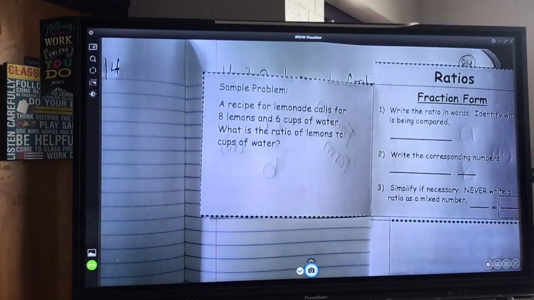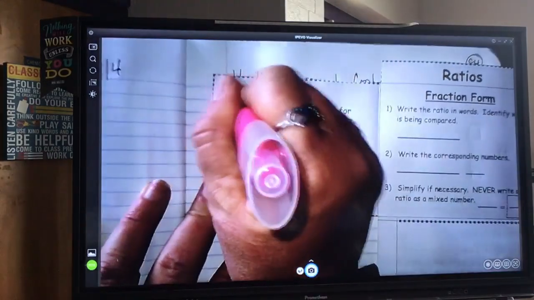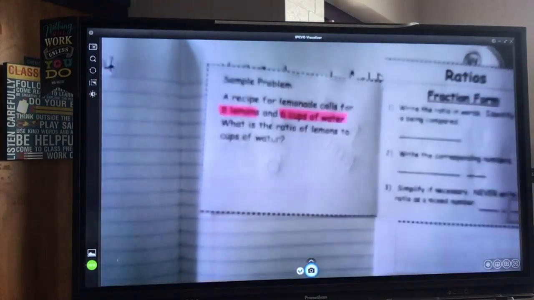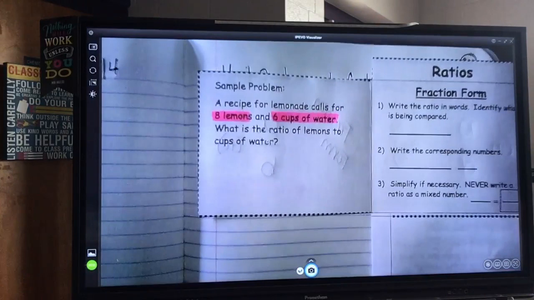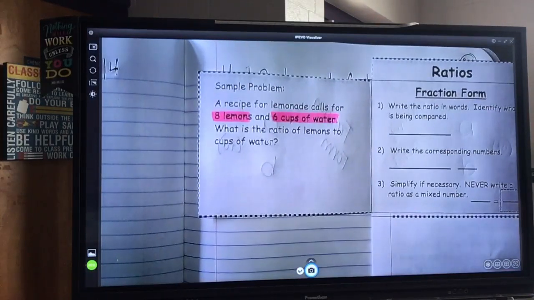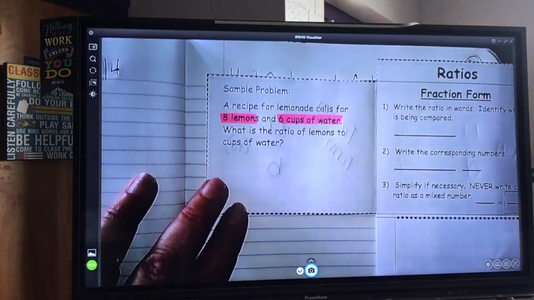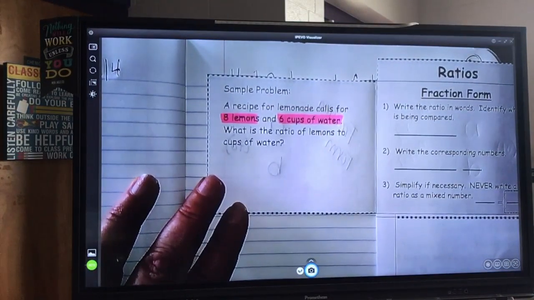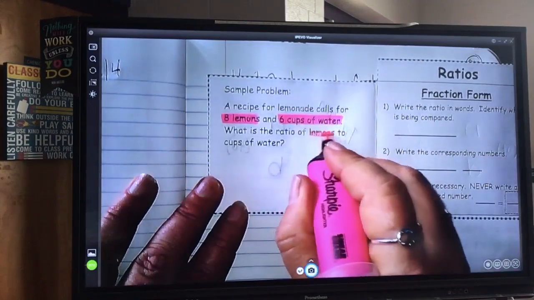What's important in that question? 8 lemons and 6 cups of water. Alright, what is the ratio of lemons to cups of water? We're annotating, we're not solving. Lemons to water? Okay.